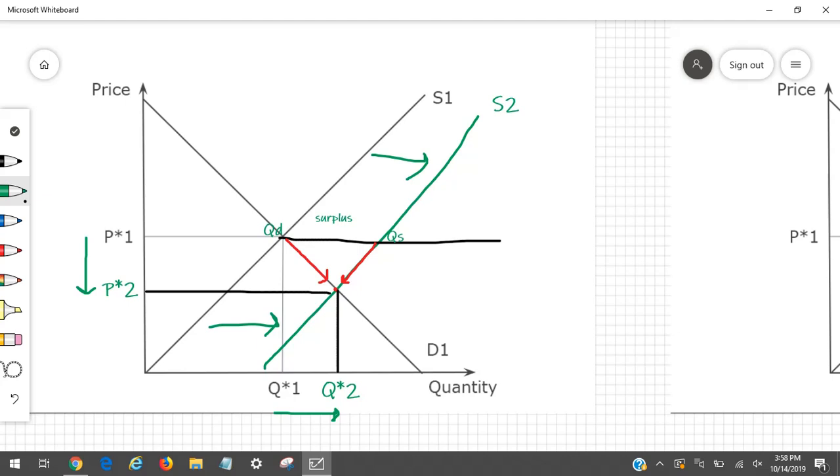I said, oh, here's P1, here's P2, the price dropped. I didn't need to memorize that an increase in supply causes a drop in price. I could figure it out just by drawing the graph. So I encourage you to just be really good at drawing these graphs and not try to memorize all the effects of the different shifts.